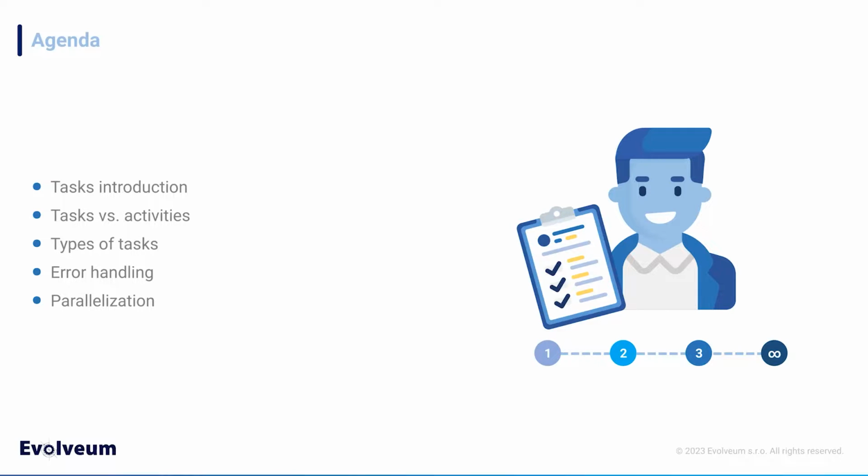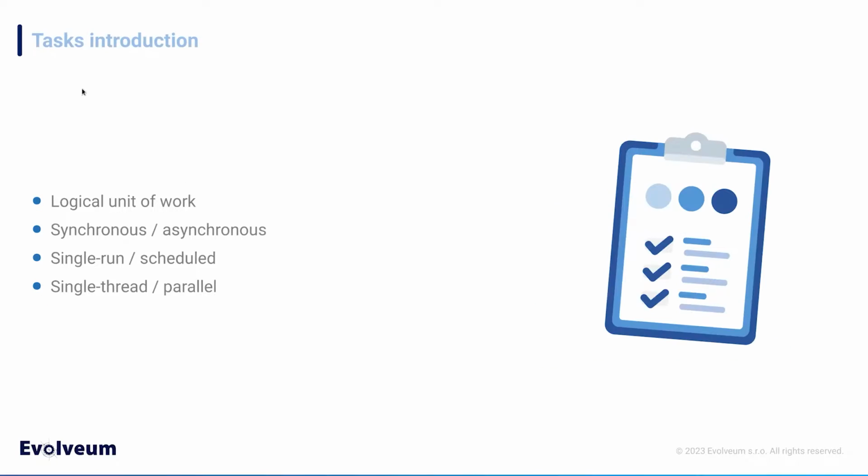We will begin with some task introduction to explain the basic concept and what tasks are. Then we move to the differentiation between tasks and activities, because these two are really close to each other. Then we will go through common types of tasks. We will mostly focus on tasks used for synchronization, because that's one of the main purposes of tasks, but not the only one. And then at the end, we have two topics that are frequently asked by our customers, which is error handling and parallelization. So let's go into it.